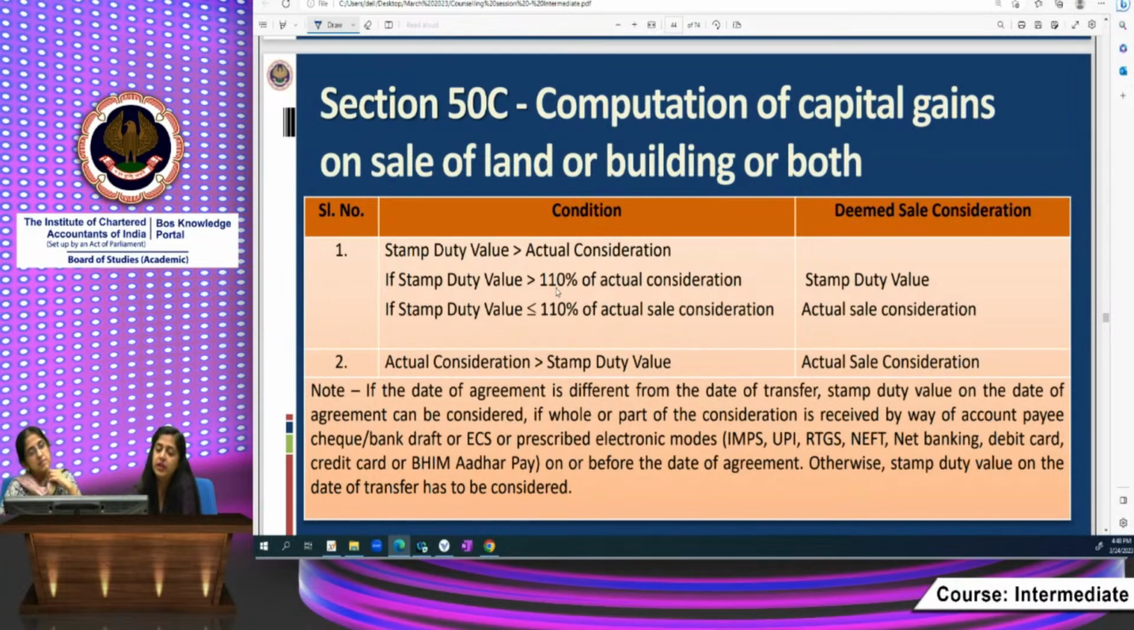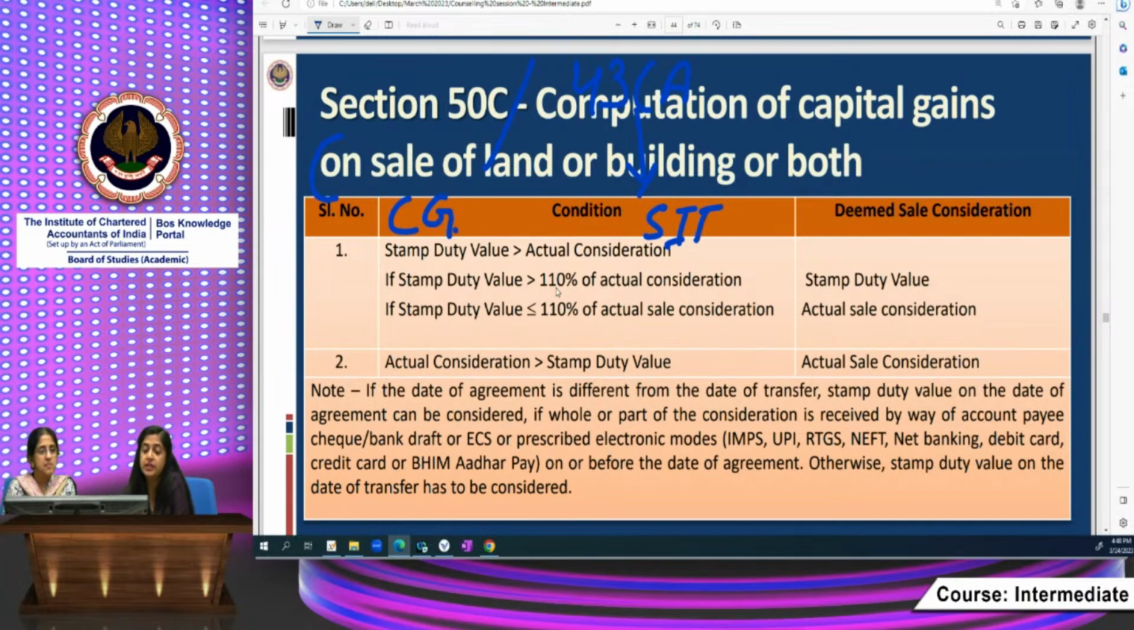Section 50C: in case of land and building, suppose you have transferred land and building, then what would be the full value of consideration? Along with that, your 43CA will also be covered in this case. 50C would be attracted where the land and building is a capital asset in the hands of the transferor, and 43CA would be attracted if it is stock in trade in the hands of the transferor. Both provisions are the same in both the sections.